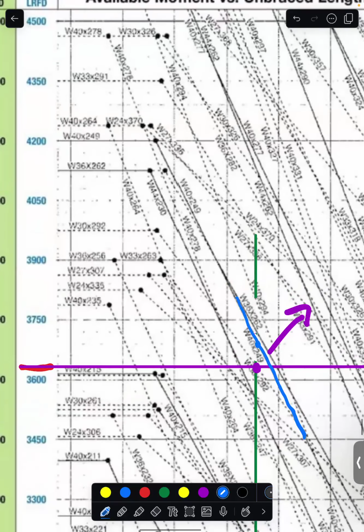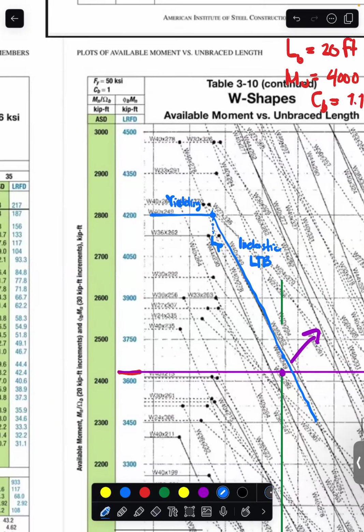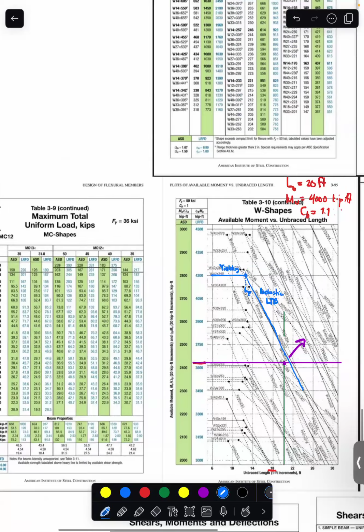And what does this indicate? So meron kang W40 by 249. Kapag merong kang gantong dot, essentially, ito yung L sub P natin. This delineates yung behavior niya na this is yielding alone. Tapos ito ay inelastic LTB. Ganun natin pwedeng gamitin si table 3-10 to make an intelligent guess.